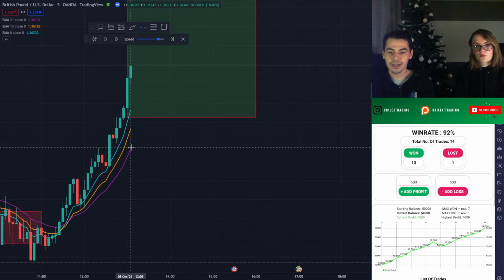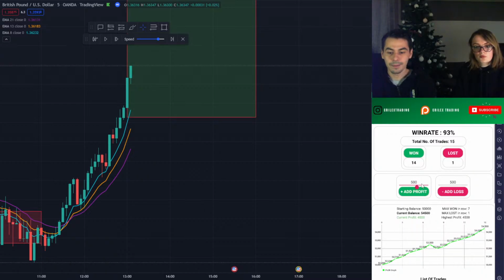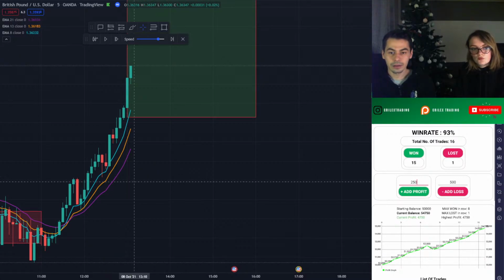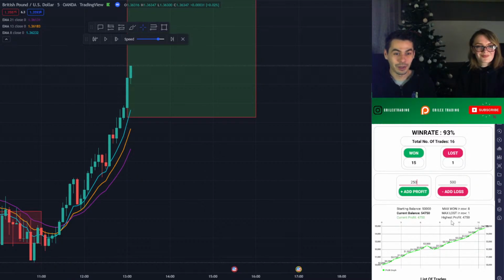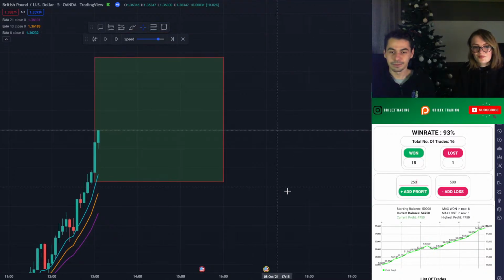So let me mark this on the 8th of October. Actually, I'll add the profit here first. So it's 500 one time and 250 on the second one. And on the 8th of October, we have another win. This has been an excellent month for GU. Actually, we are close to achieving 10%.